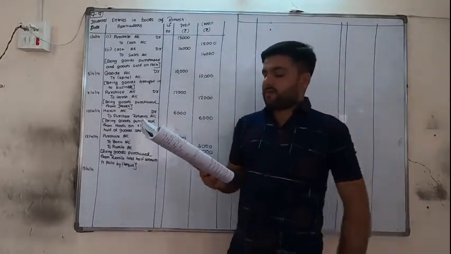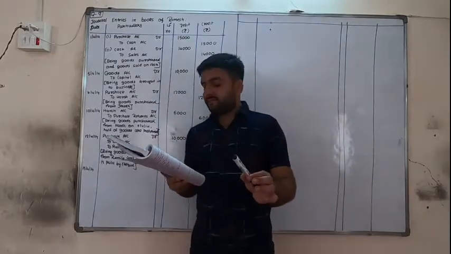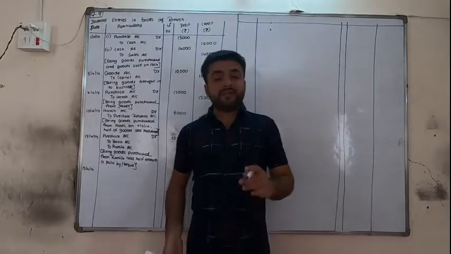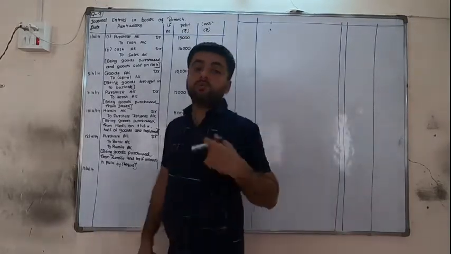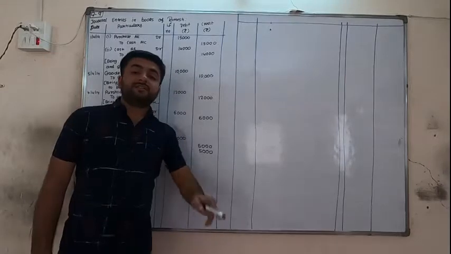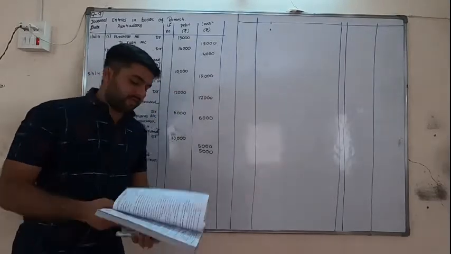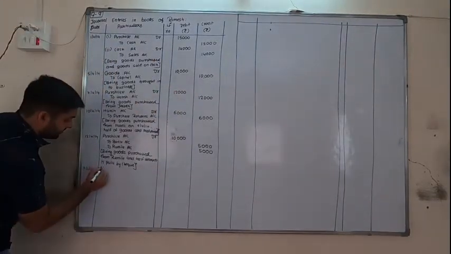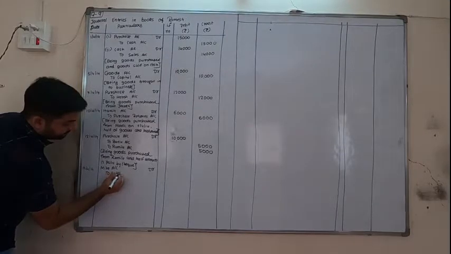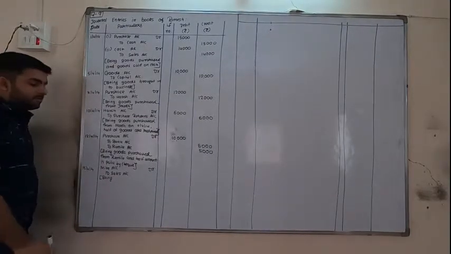Now, goods which are purchased from Pramila of 10,000 are sold to Meeta after adding 30% profit and 10% trade discount. We are selling Pramila's goods to Meeta. So goods are sold, goods are going out, sales credit. Nothing is mentioned about the payment, so Meeta is just the receiver of our goods, so Meeta to sales. Meeta account debit to sales account.